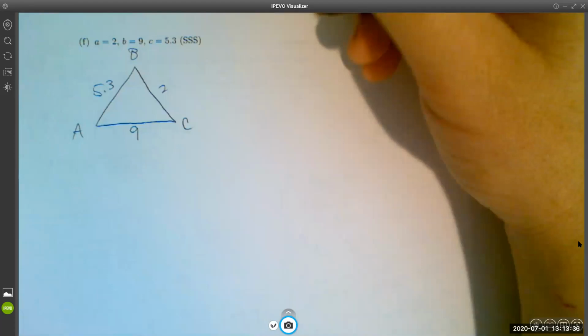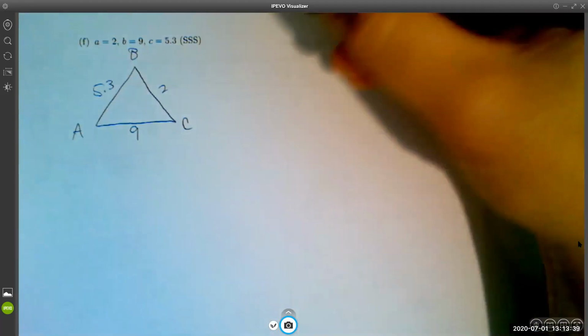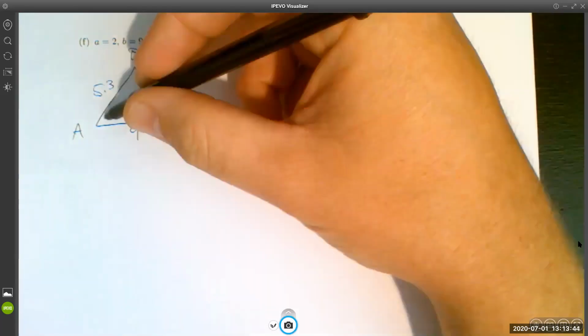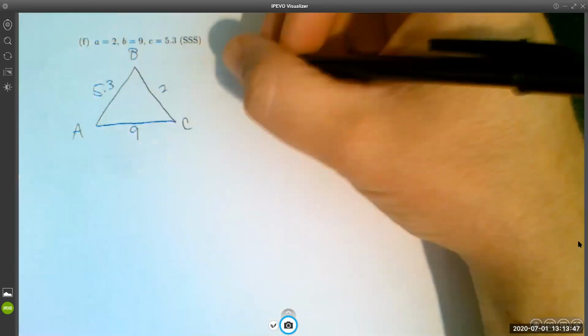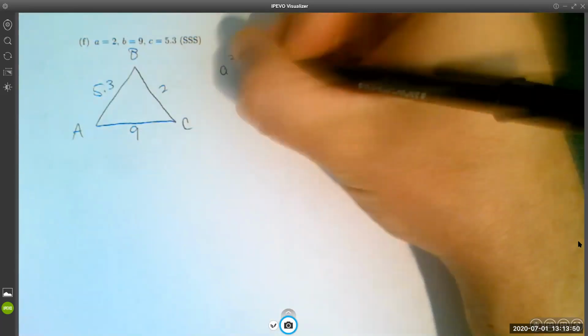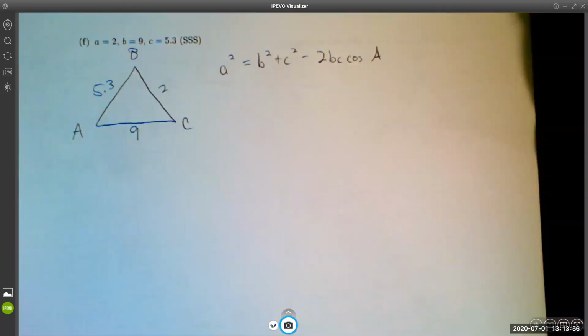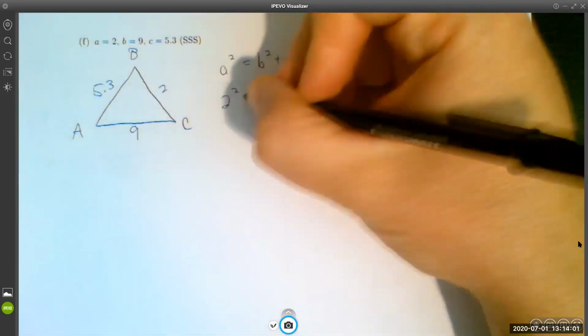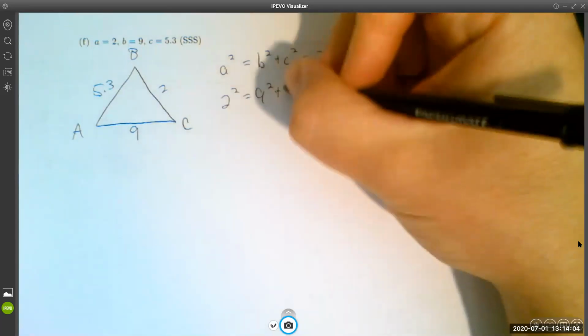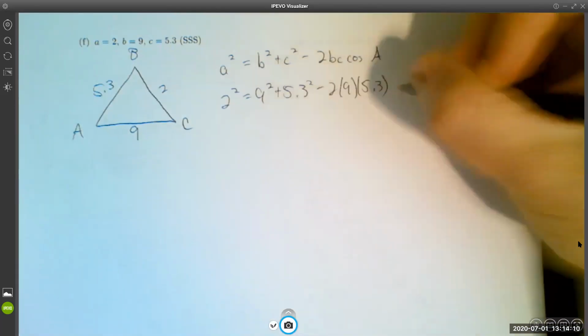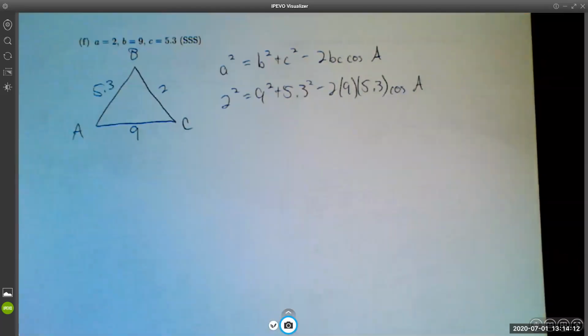So law of cosines. It doesn't matter which angle I start off trying to find. Maybe I want to find angle A. If I want to find angle A, then I would use the version of the law of cosines that starts with a squared equals, right? So a squared equals b squared plus c squared minus 2bc cosine A. Then I can start plugging stuff in. And you see this is going to allow me to solve for angle A.